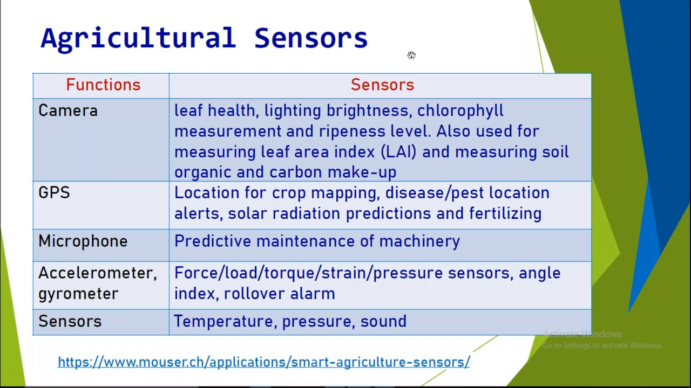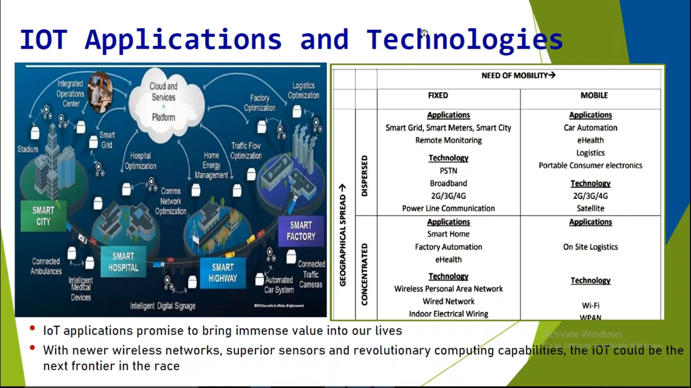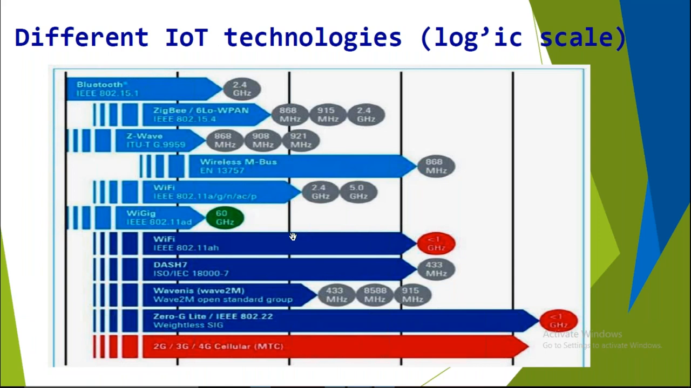Now coming to the different IoT technologies and logic scale ICs: Bluetooth, Gateway, Zigbee. I am not that familiar with all these technologies, but these are all technologies, like less than 1 gigahertz, 860 megahertz, 2.4 gigahertz Wi-Fi, 5.0. This is given with the IEEE standards. So these are all IoT technologies and IC scale, logic scale.